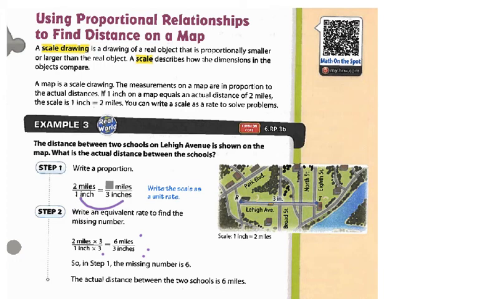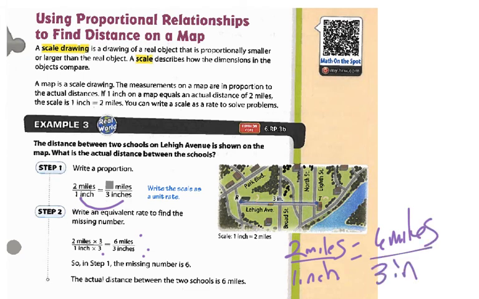So our proportion would be 2 miles over 1 inch is equal to 6 miles over 3 inches. That's your proportion. And don't forget, if we cross multiplied here, 2 times 3 is 6, 6 times 1 is 6, they're equal.